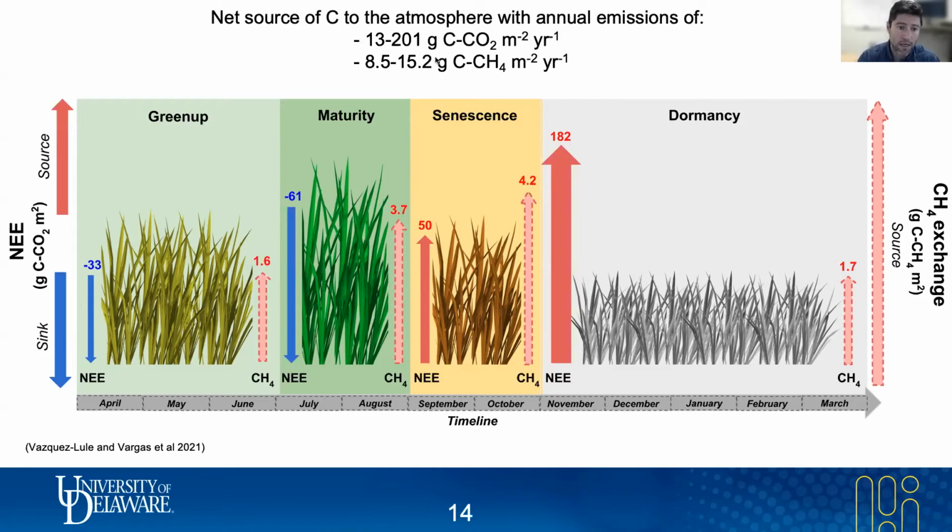In this case, the carbon that was assimilated during the green up and maturity was not kept, let's call it that way, during the senescence and dormancy. Basically, the emissions during those seasons were larger than the uptake. And that has implications, as I said, for carbon accounting.